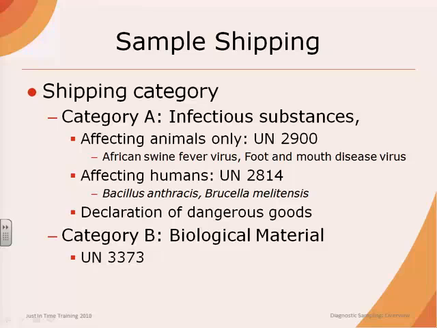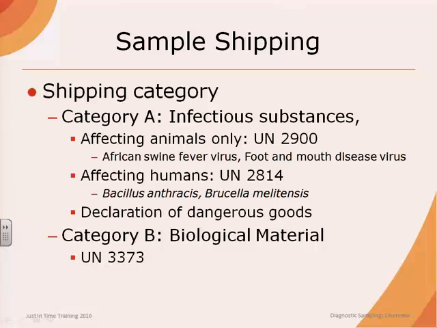Category A infectious substances are those considered capable of causing permanent disability, life-threatening or fatal disease in humans or animals when exposure to them occurs. Category A substances are further divided into those that affect animals only, which must be labeled with the code UN 2900, and those that can affect humans, which should be labeled UN 2814. Pathogens of concern in an animal health emergency can be of either type.